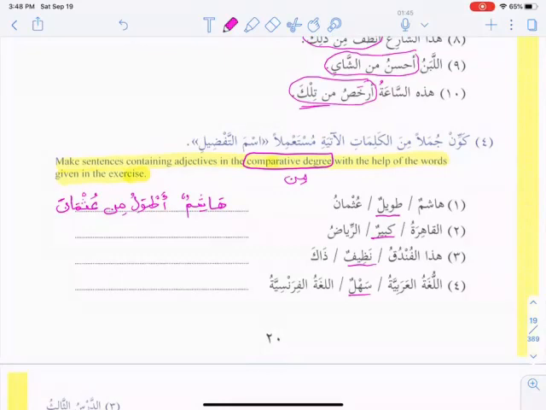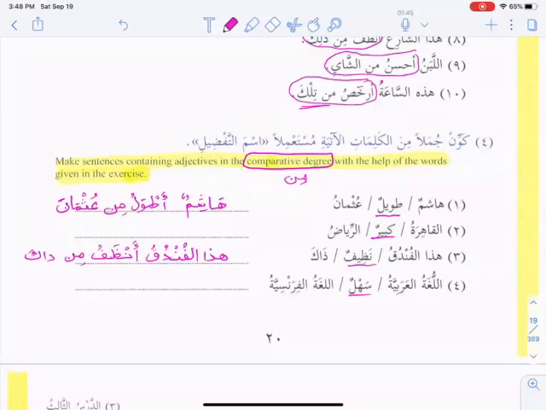Let me write down this also. Hazal funduku anzafu. Did you see? Af'alu. Anzafu. Min, very important. Min zaka. This hotel is cleaner than that.